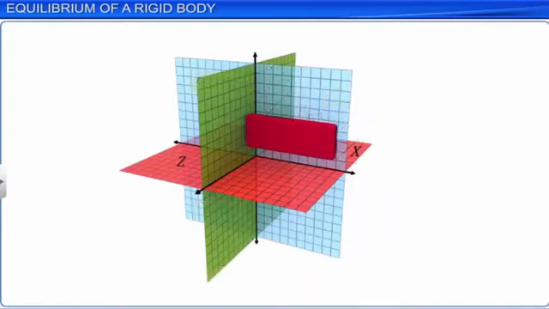Sigma Fxi is equal to 0. Sigma Fyi is equal to 0. And sigma tau zi is equal to 0.